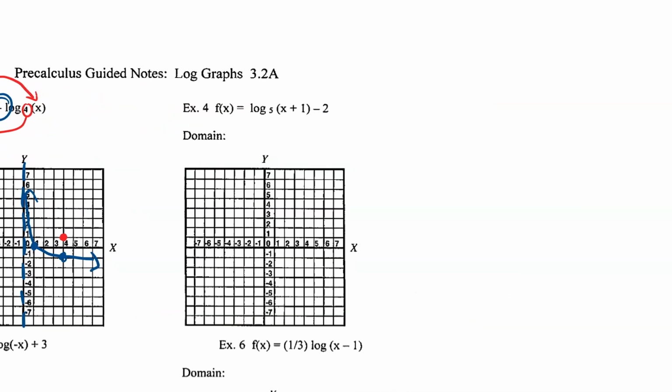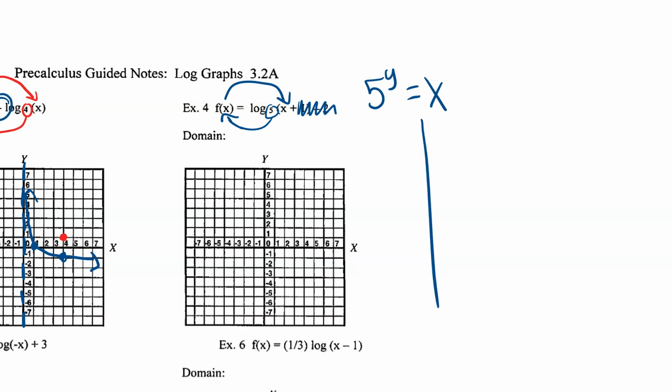So the next one, I am going to ignore these shifts at first, convert to exponential form, and then deal with the shifts. So the base is 5. It's going to be 5 to the y power equals x. Plug in some points. For y, I plug in 0 and 1. When I plug in 0, anything to the 0 power is 1. And plug in 1, I get 5.